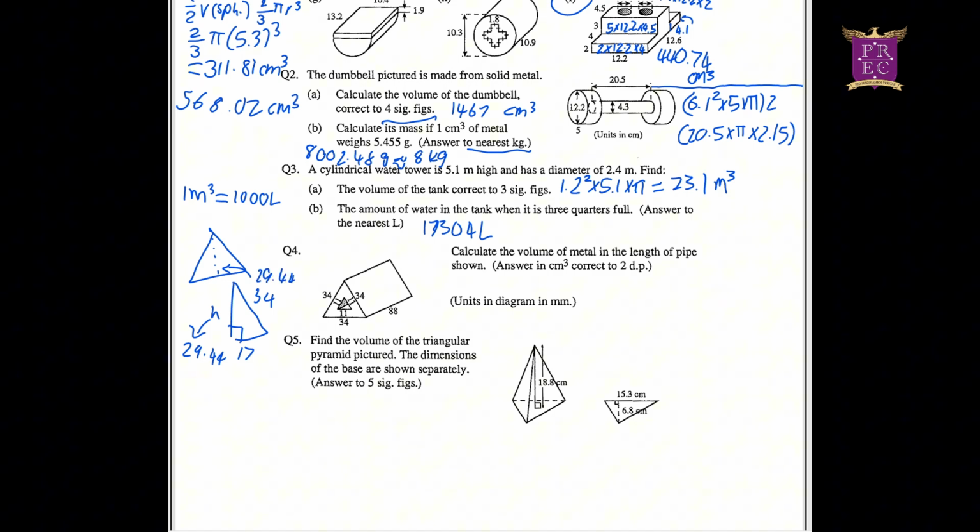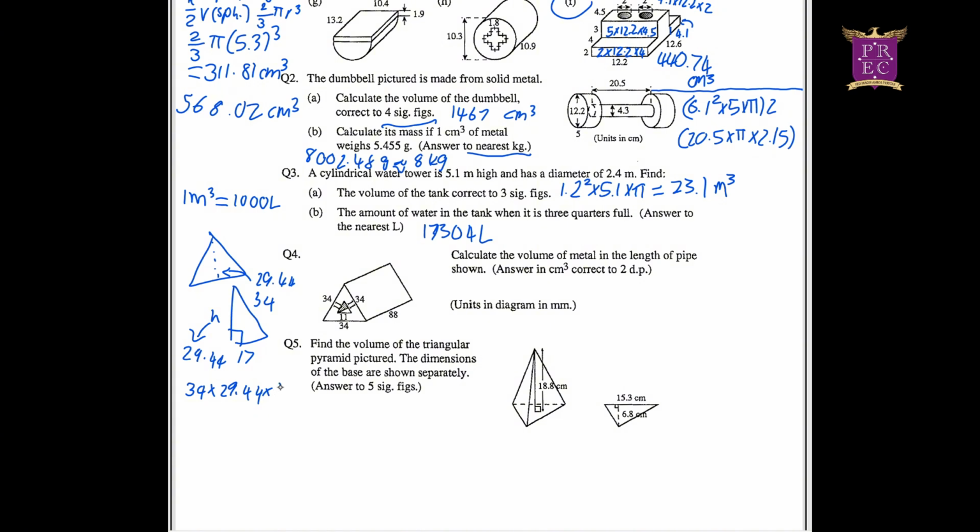we need to find the area. What's the area of a triangle again? Half base times height, so we have 34 times 29.44 times half, and that should give us the area of the front-facing equilateral triangle. And to find the volume of the full prism, we need to times it by 88.